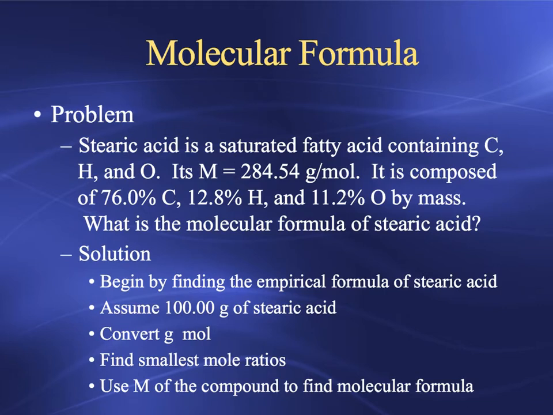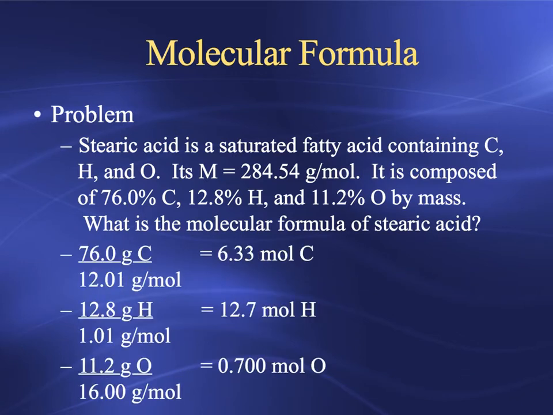Okay, so what is its actual formula? It's going to be fairly large based on what we know up here, but it could be any combination of carbon, hydrogen, and oxygen. So solution, begin by finding the empirical formula of it, right? We assume 100 grams, convert the grams to moles, find the smallest mole ratio, divide by that. Then we're going to use the molar mass of the compound to find the molecular formula. Okay, so we got 3 things.